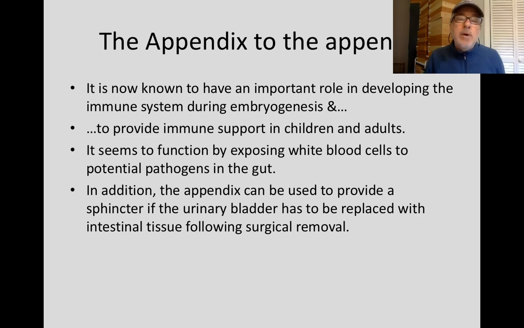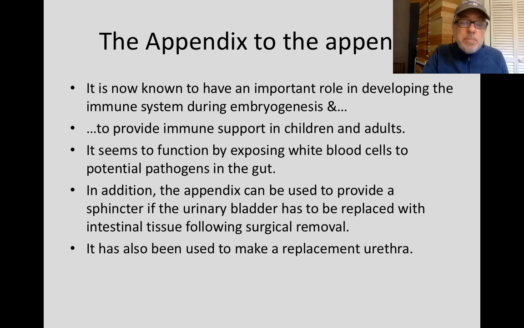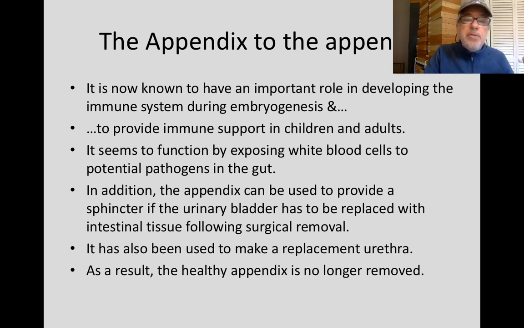The appendix also has an amazing medical use. It can be used to provide a sphincter muscle to the urinary bladder if that has to be replaced at any point. So somebody who has bladder surgery that might remove the sphincter around the urinary bladder, which would just be a terrible condition to be constantly urinating, can get a new sphincter muscle built from their appendix. It has also been used to make a replacement urethra, which is the tube through which the urine exits after it leaves the bladder. As a result, the healthy appendix is no longer removed from anybody.